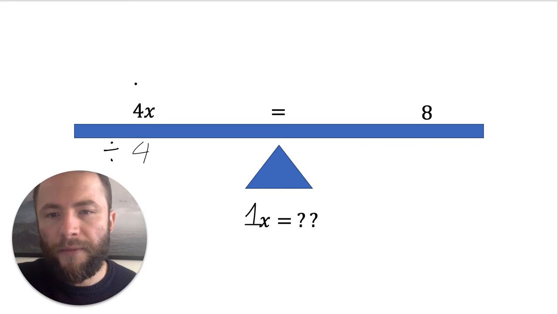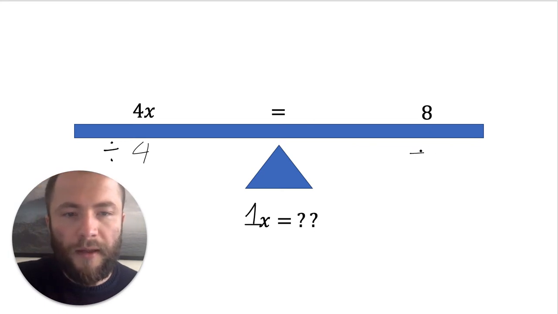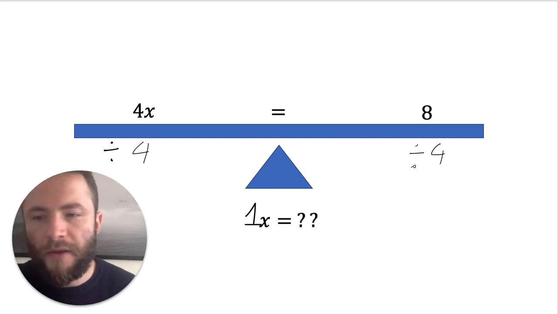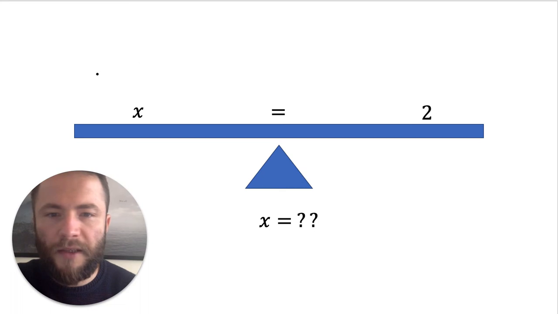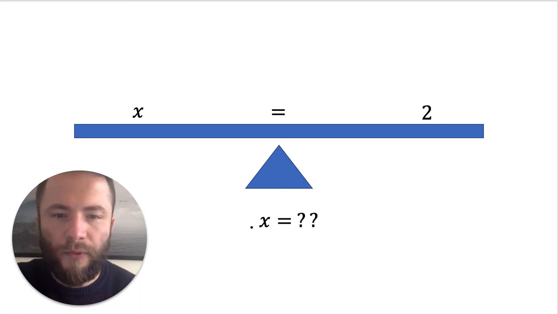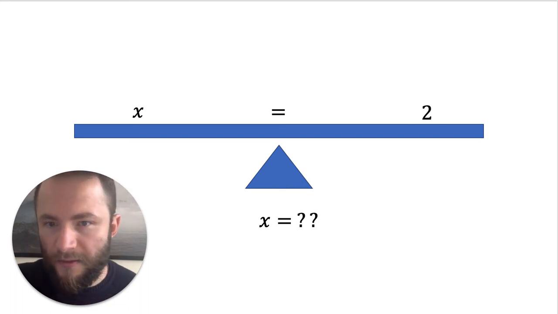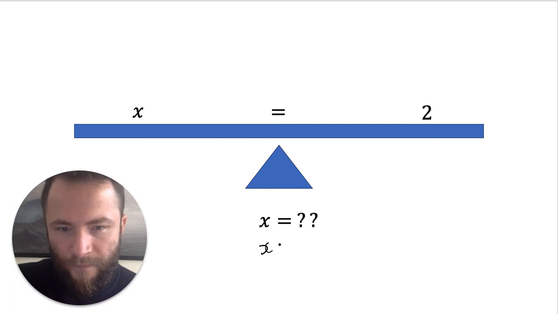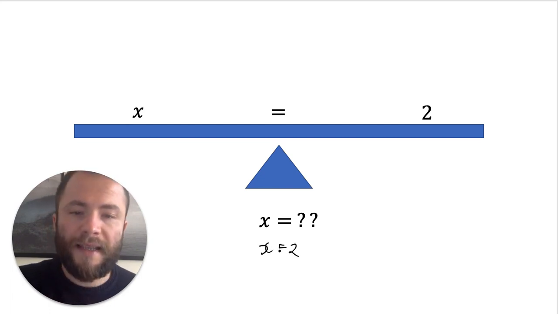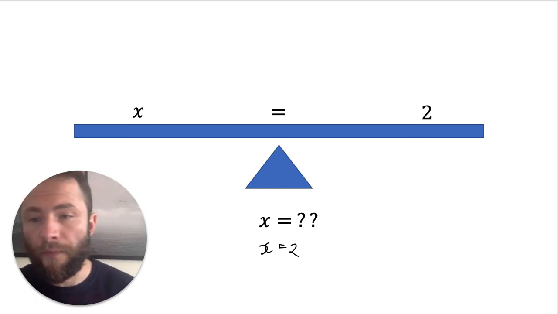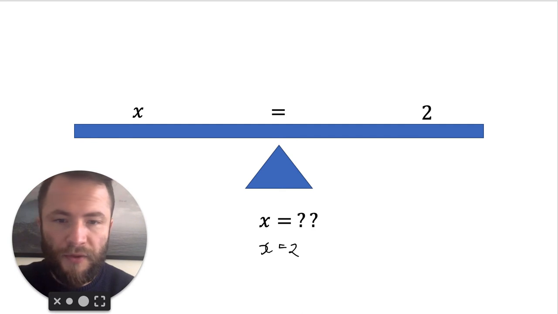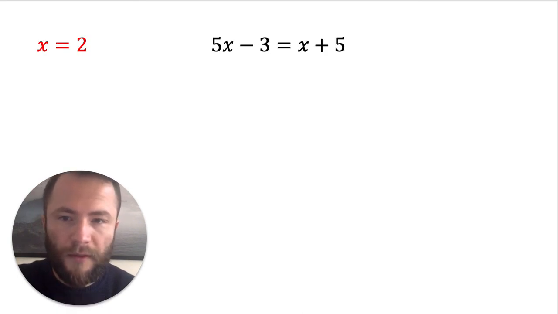4 divided by 4 is just equal to 1, and 8, we have to do the same thing on both sides to keep the equation balanced. 8 divided by 4 is equal to 2. So if I look at the resulting equation, x is equal to 2. That's my solution to the equation. x equals 2. This tells me that the unknown variable for which the original equation is true is equal to 2. We can check it by substituting my solution into the original equation.